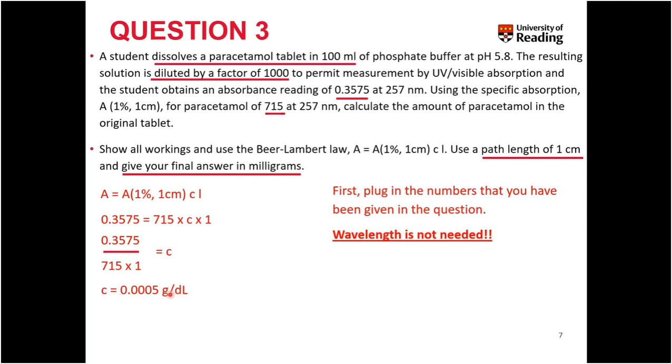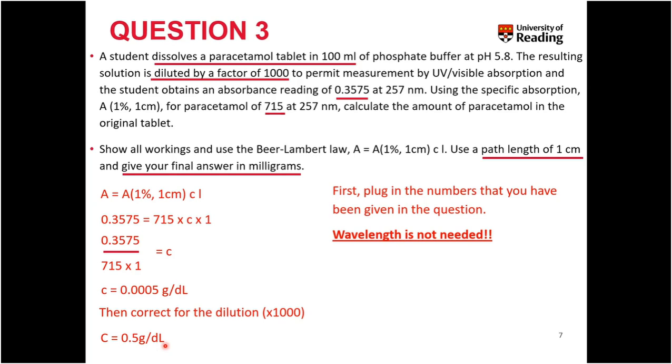However, this value is for the dilute solution. Now the solution was originally diluted by a factor of 1,000, so essentially the concentration was divided by a factor of 1,000. So to get back to the concentrated solution, we need to multiply by 1,000. So it means that we need to take this value here and multiply this by 1,000 to correct for the dilution. This will then give you a value of 0.5 grams per deciliter.